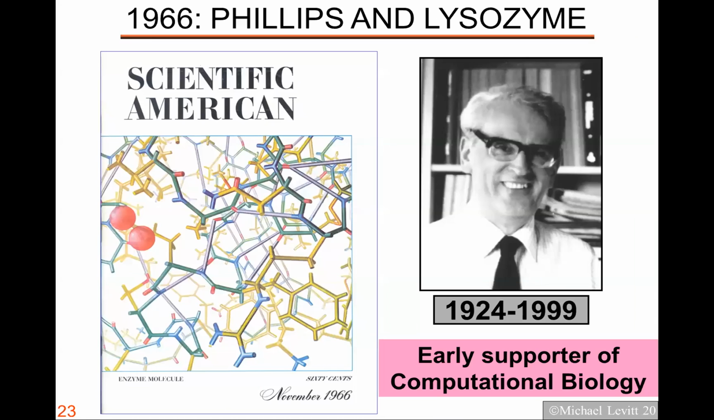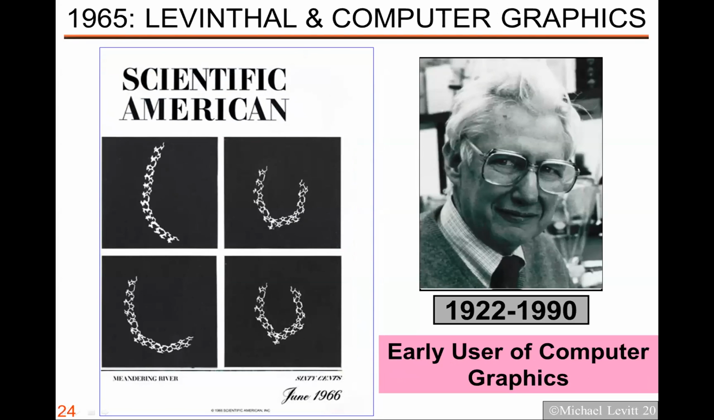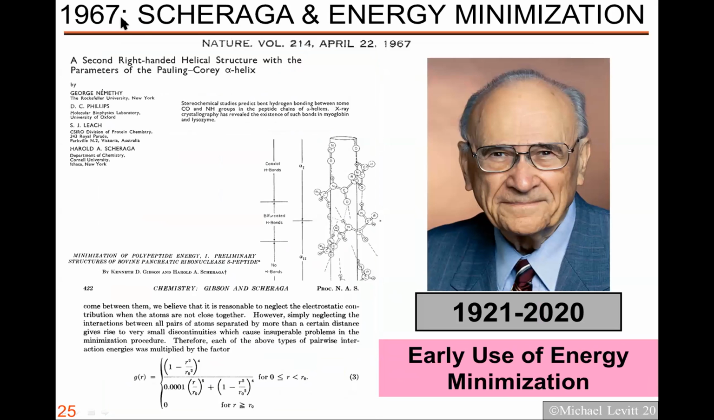And some of the people who really influenced me, besides Crick, Kendrew, and Perutz, one was David Phillips. He solved the second protein solved, lysozyme. He was a really early supporter of computational biology. Another person that Shoshana also knows, Cy Leventhal, who in 1966 had an article on computer graphics and protein folding in Scientific American. And then Harold Scheraga, who in 1967 was already doing minimization. He found a new different structure for the alpha helix, and generally was a really early proponent of energy minimization. We'll hear more about Scheraga as this goes on.